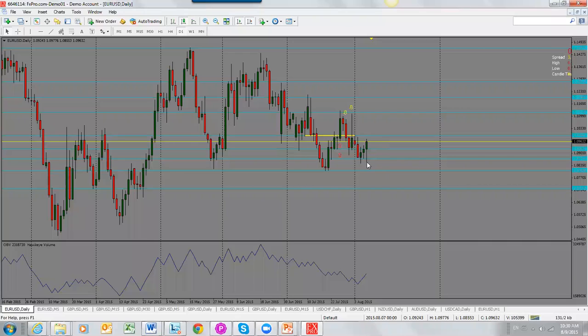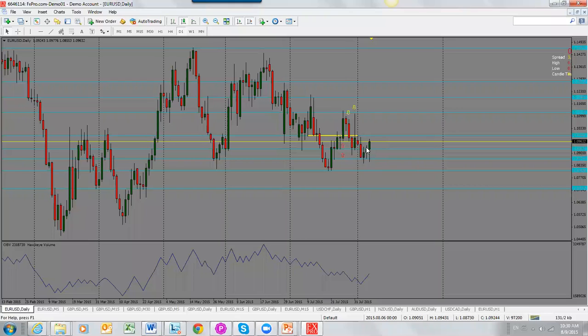We have sellers trying to push the price lower, and then it gets rejected. See how strongly the strength came into this. Here we have a small wick to the upside and a huge wick to the downside. So this is a very bullish candle. I would expect the price to come down at some point, so we'll have to see.